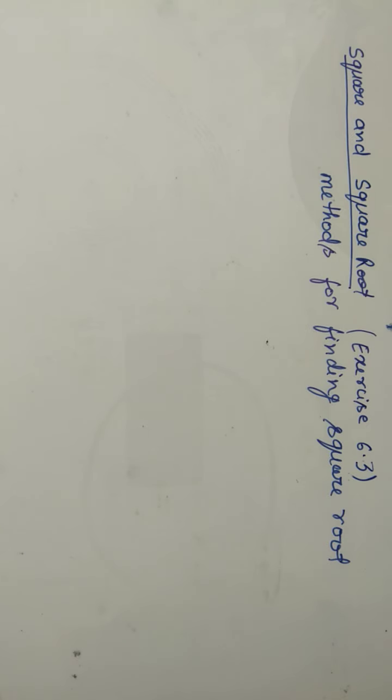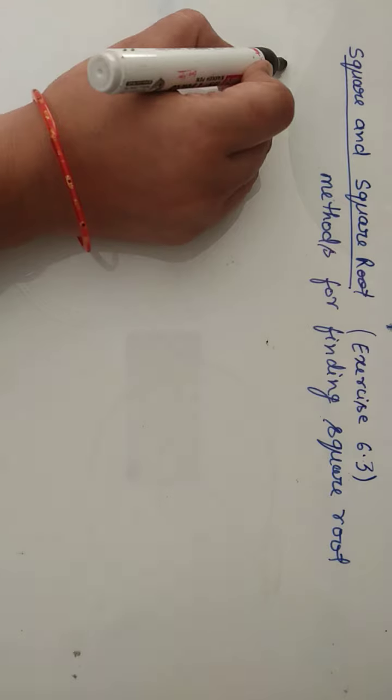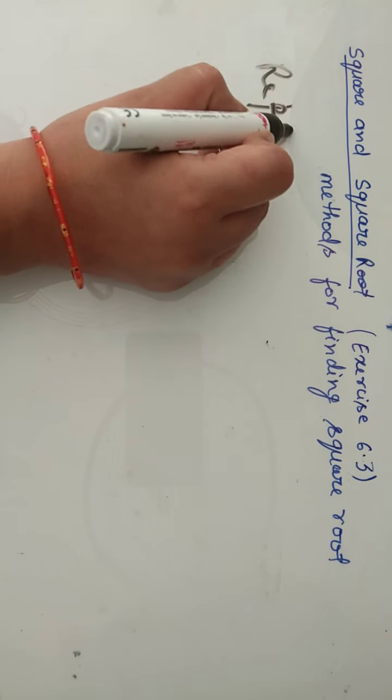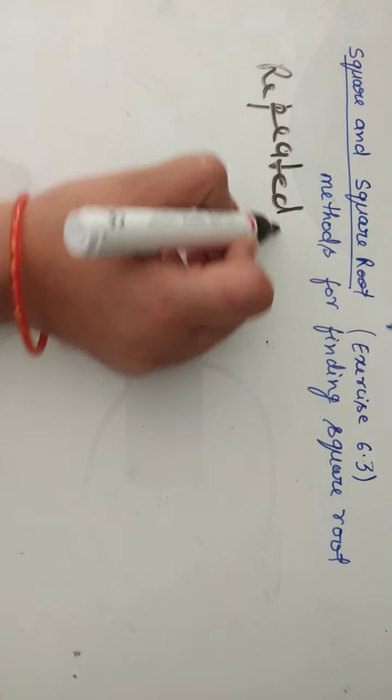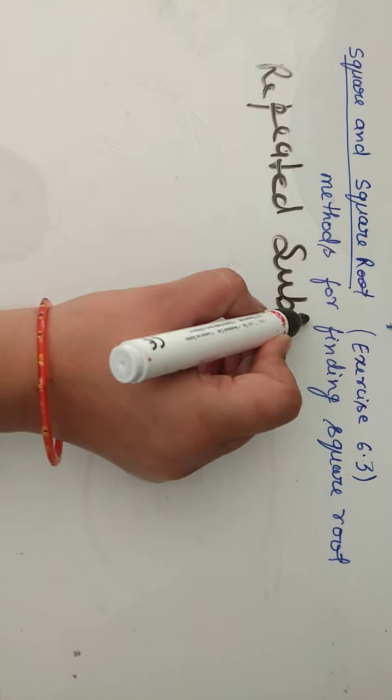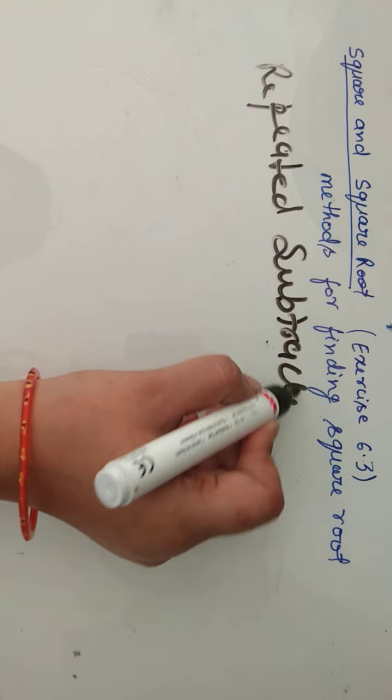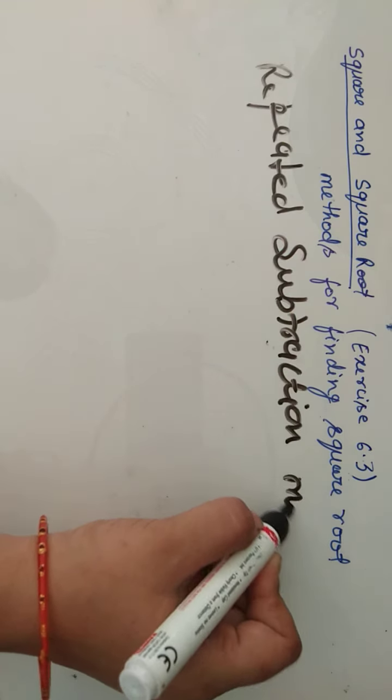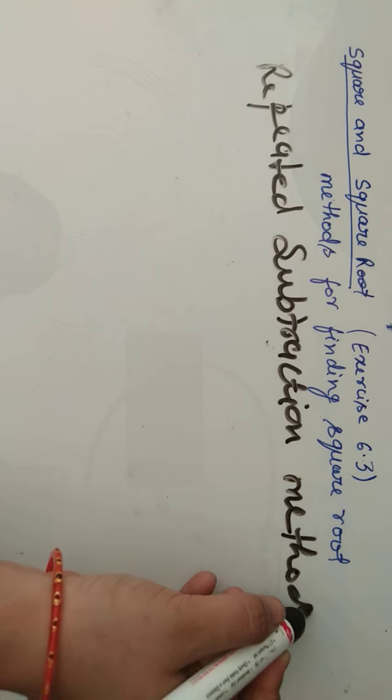So the first one is the repeated subtraction method for finding the square root. So we will discuss it.